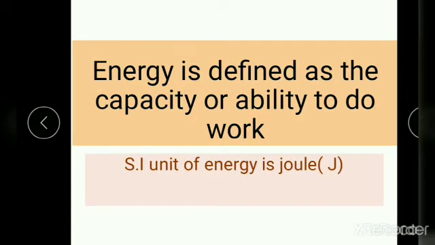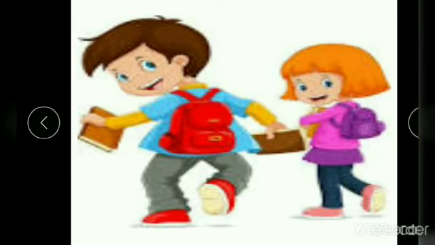Now you know what energy is, but where do you get the energy from? If you want to carry your bag from your home to school, you need energy. The energy that you need, you get from the food that you eat. So you have to eat well if you want to do any work.